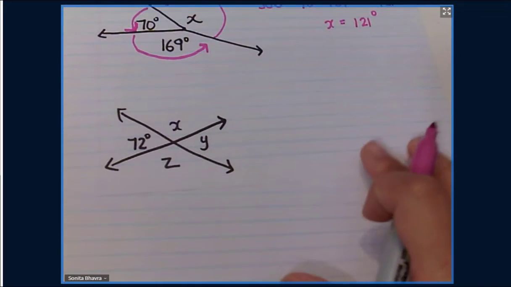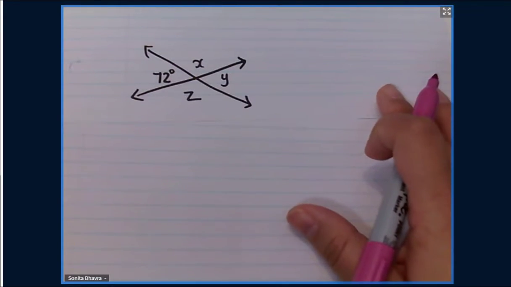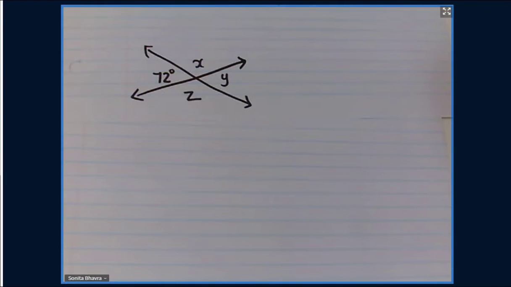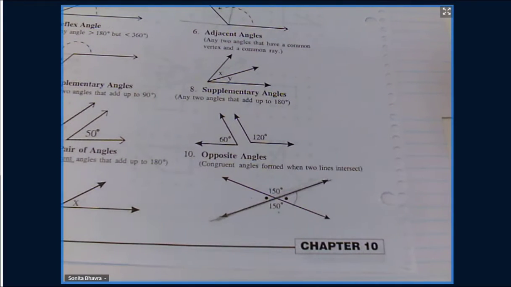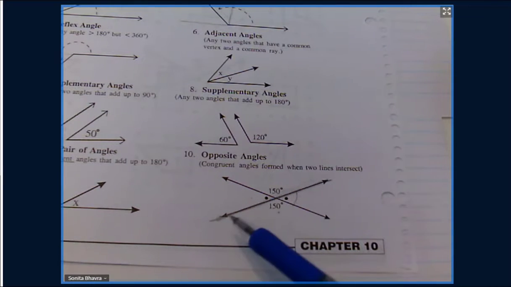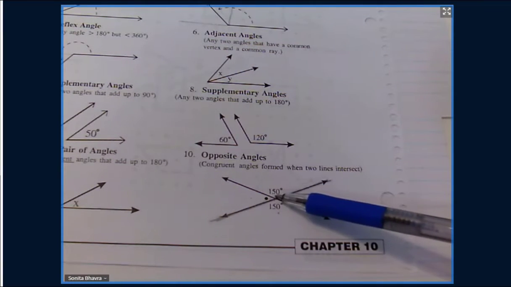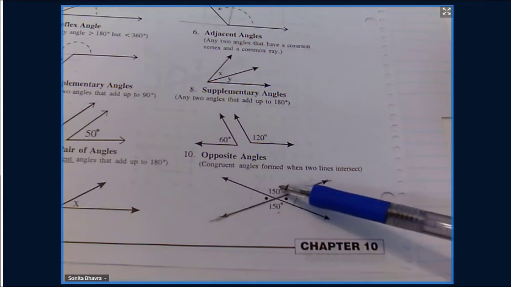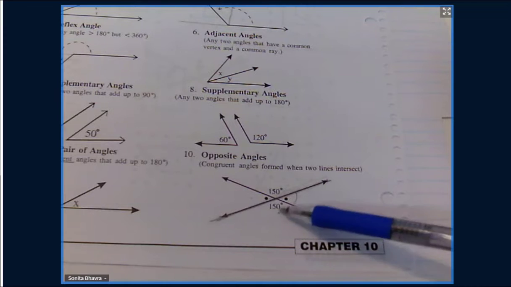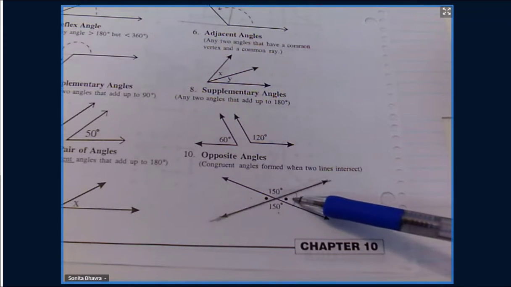Our next example here, we are looking at opposite angles. So last class we had talked about opposite angles and how congruent angles are formed when two lines intersect. So I'm just going to put this example here again from last class. So again, opposite angles, when two lines intersect, congruent opposite angles are formed. So 150 degrees is opposite from this one. So these two angles are congruent or the same, and these two angles are congruent or the same.